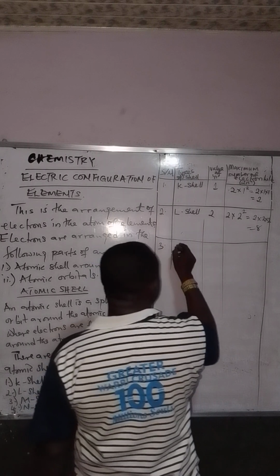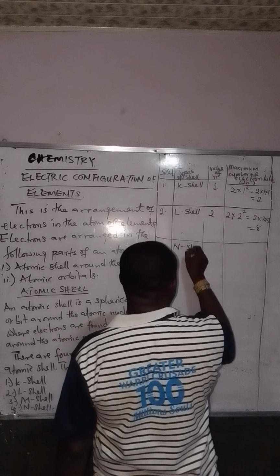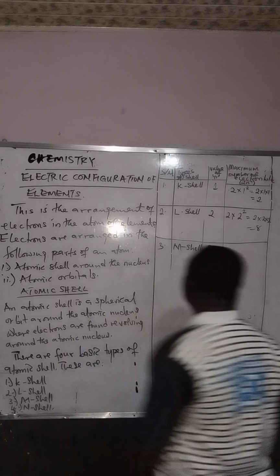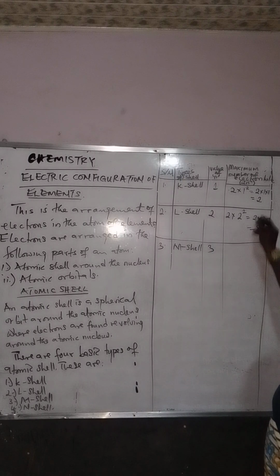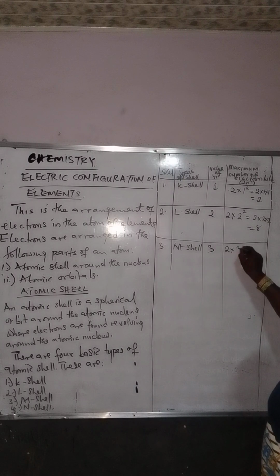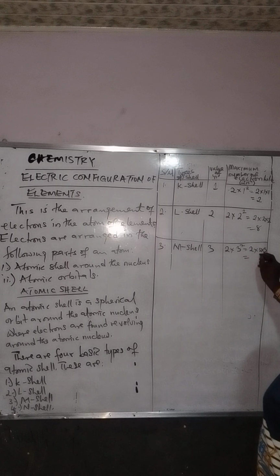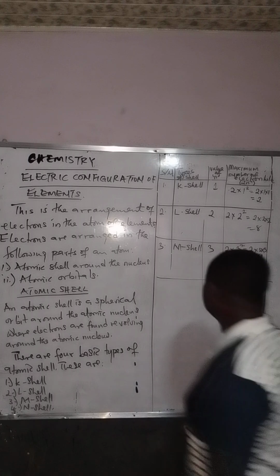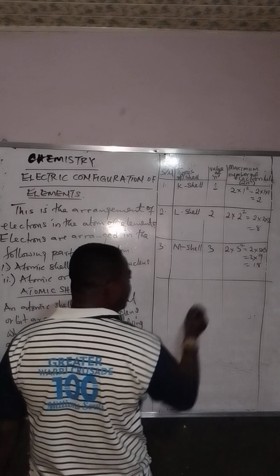Then number 3 is M shell. The principal quantum number is 3. So put 3 inside here, you have 2 times 3 raised to power 2, which is the same thing as 2 times 3 times 3. 3 times 3 is 9, and 2 times 9 is 18. So M shell can carry the maximum of 18 electrons.